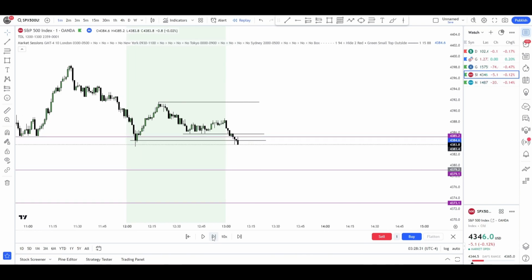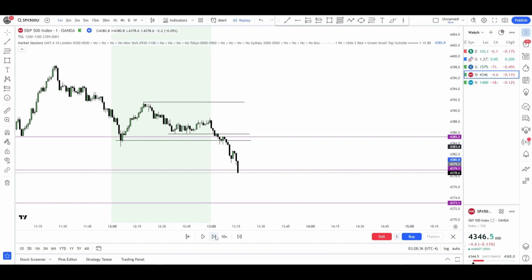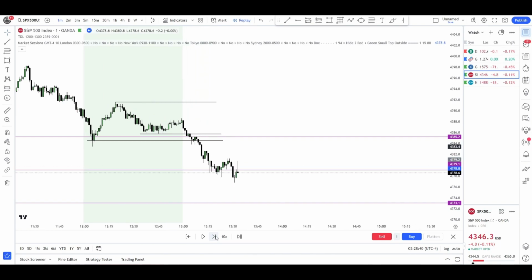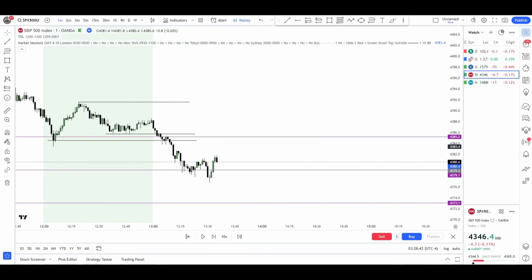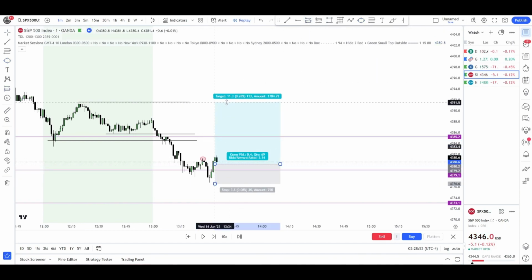And now we can see these are getting swept, so we expect higher prices now if we see a market structure shift. And now we kind of see a market structure shift right here. Took out these, and then put a long position right here, and we can go for this high right here.